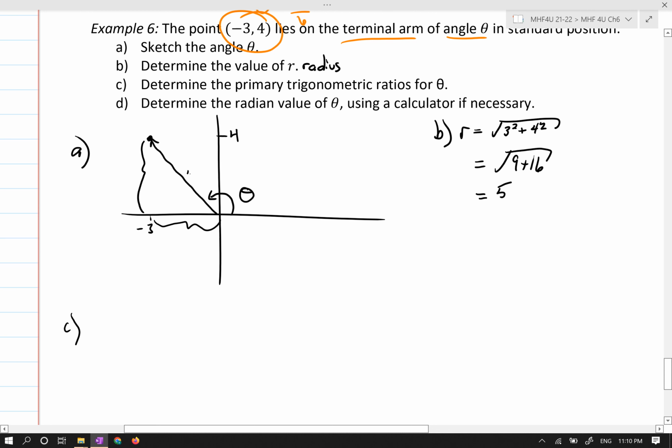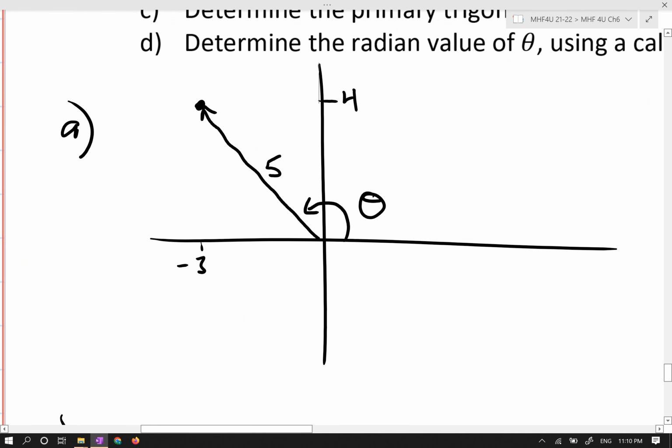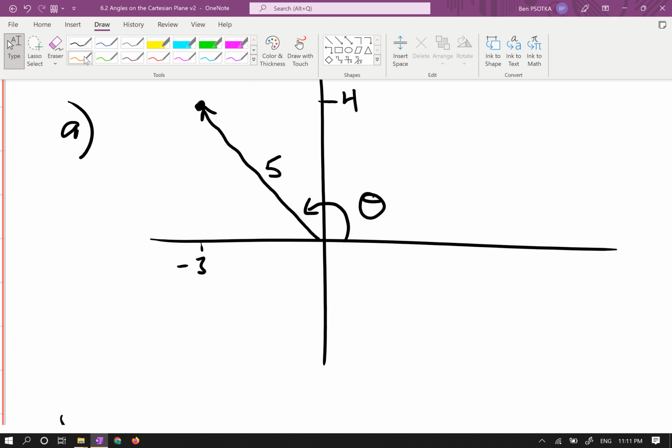Is this a special triangle? No, it's not. But that's okay. We have all of the side lengths. And you might say, well, hang on, Mr. Pasotka, there's no triangle there. And maybe there's not yet, but we can sketch one in, right?